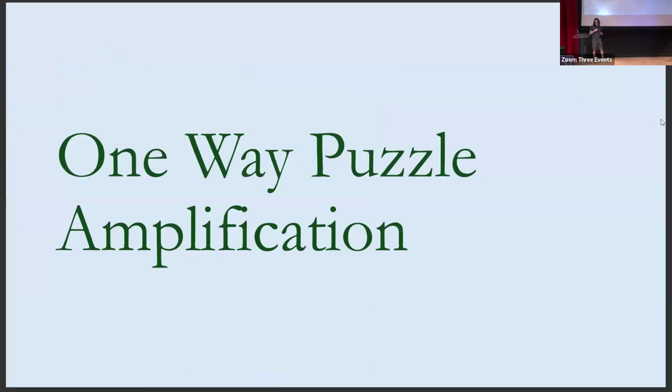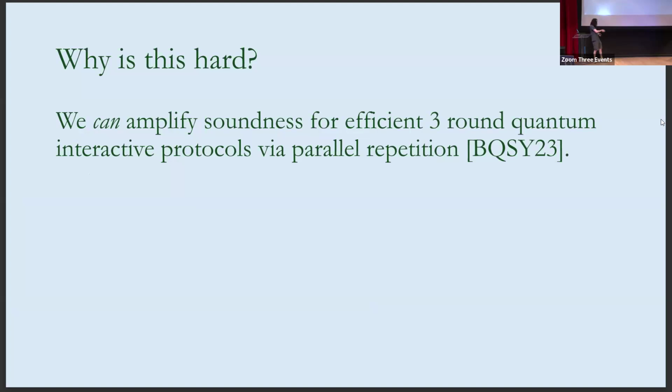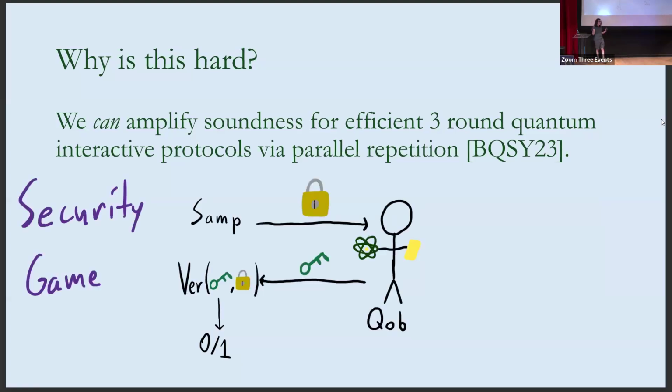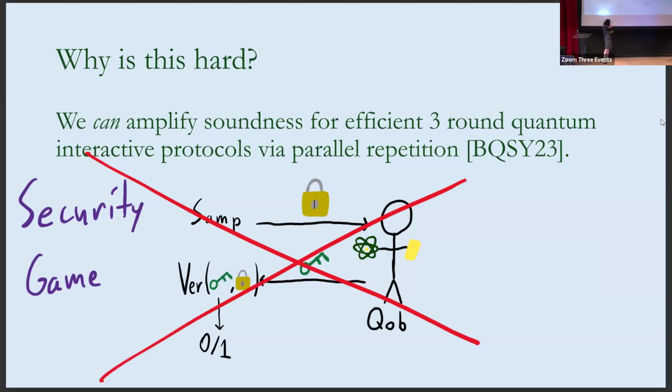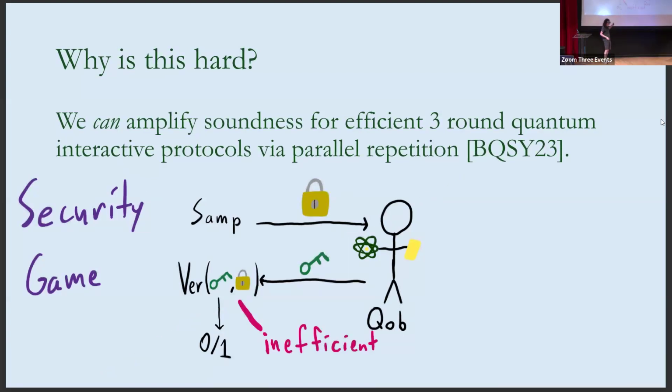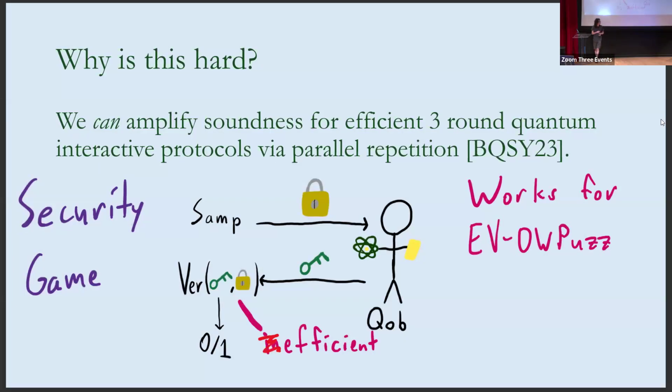Okay. So I'll finish the talk by talking a little bit about how this one-way puzzle amplification works. Surprisingly, parallel repetition is not enough. It's actually a lot harder than that. In particular, we know that we can amplify soundness for 3-round protocols in the quantum setting using parallel repetition. And one-way puzzles are a 3-round protocol, but they're not an efficient 3-round protocol. And so since they are inefficient, parallel repetition actually doesn't work since the reduction actually needs to run the protocol itself. Note that this does mean that parallel repetition does work for efficiently verifiable one-way puzzles.